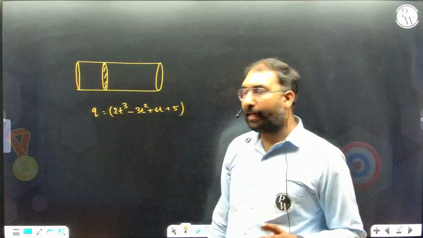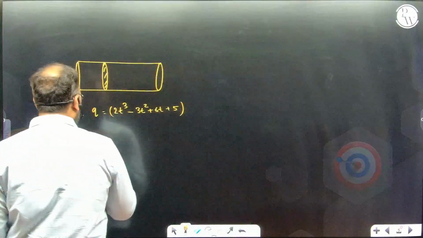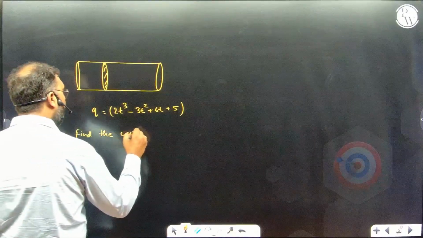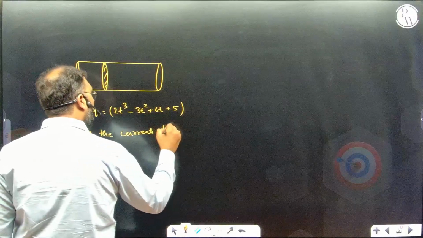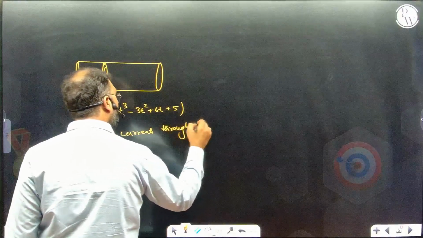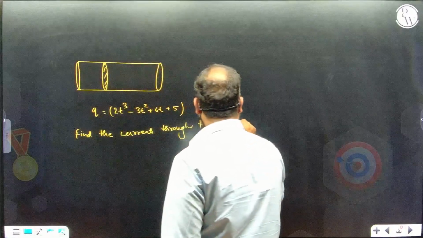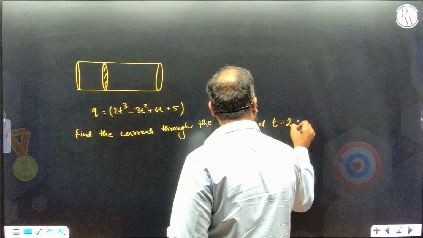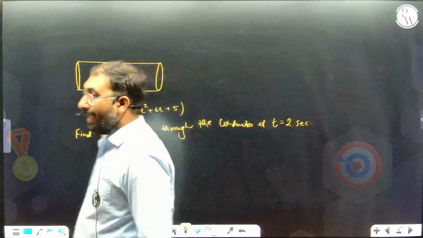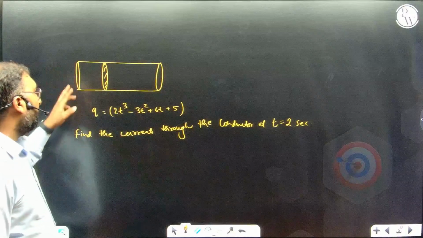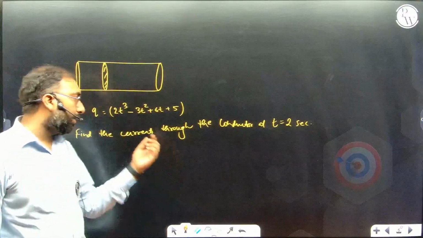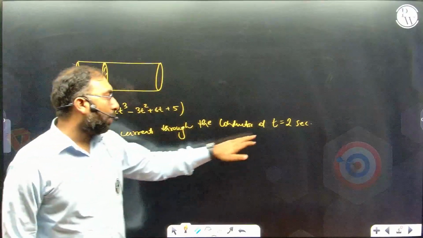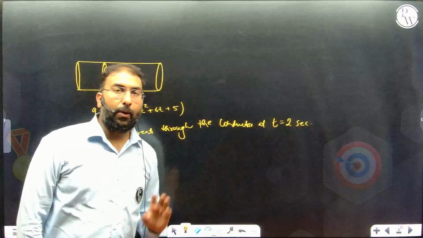And it's been asked to find the current through the conductor at, let's say, t equals 2 seconds. So as the time is changing, the charge crossing through this conductor is also changing, because q is given as a function of time. So it has been asked to find out the current flowing through the conductor at t equals 2 seconds.